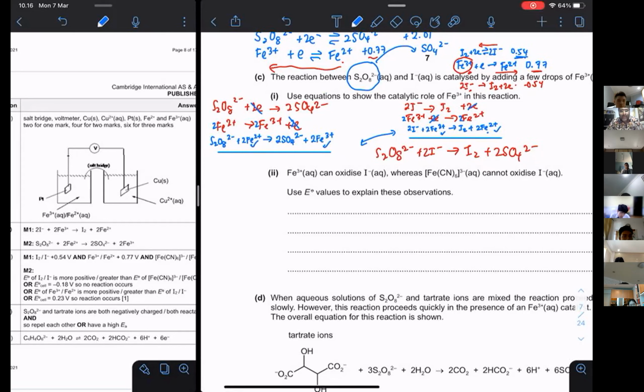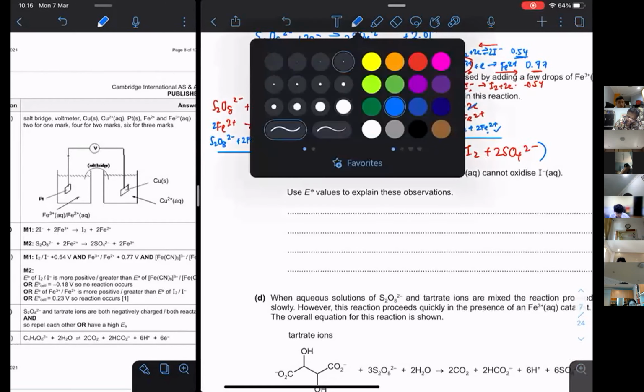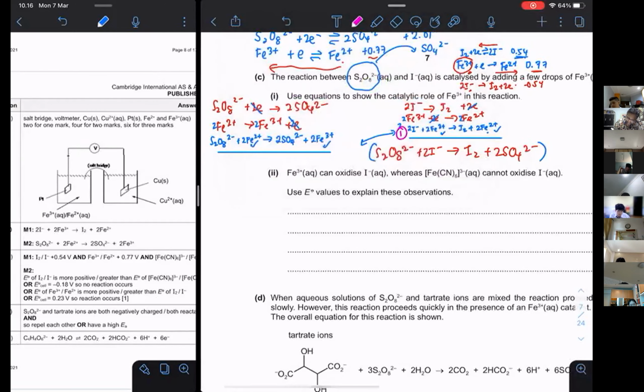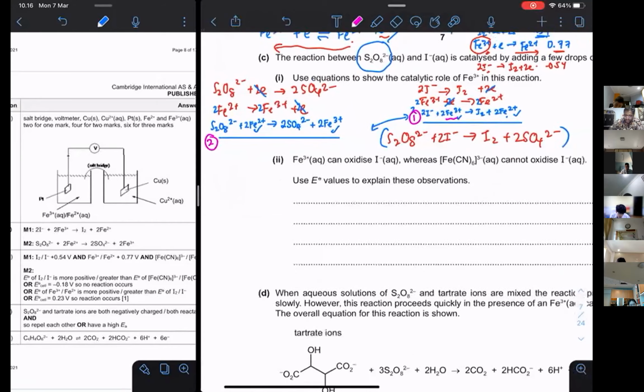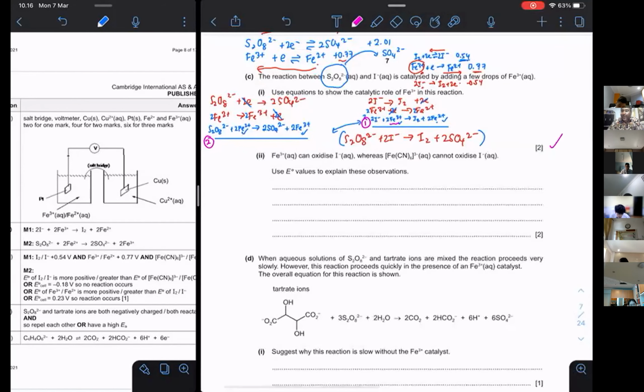They didn't ask you to write down the full equation, but if you write it down, this is the full equation. So these are the two equations that you need to put. But when giving numbers, this should be the first equation because it is reacting with Fe3+, that's the catalyst. So this should be the second equation. This one will give you the 2 marks.